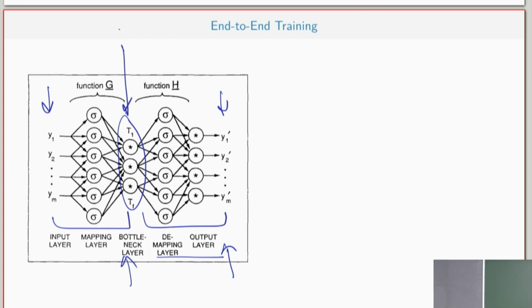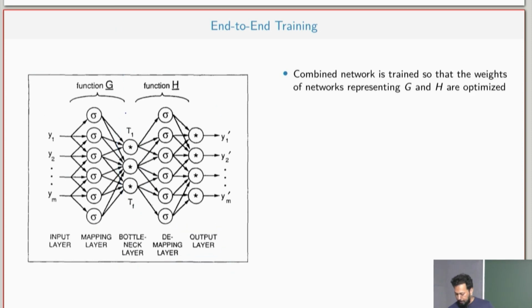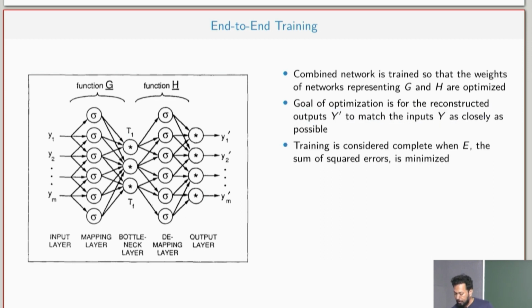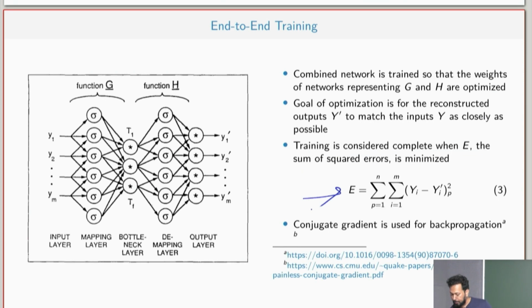Even when you do PCA, if you don't know much about the data, you don't really know how many eigenvectors to take and project. You might have taken less, you might have taken more, you could have compressed more. So these are, again, hyperparameters, right? So this is our encoder-decoder model. The combined network is trained so that the weights of the networks G and H are optimized. The goal of the optimization is to reconstruct the output y prime to match the input y. Training is considered complete when the error, the sum of the squared error, is minimized. So this is our error, right?